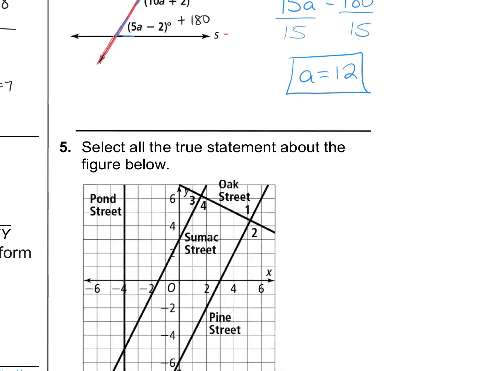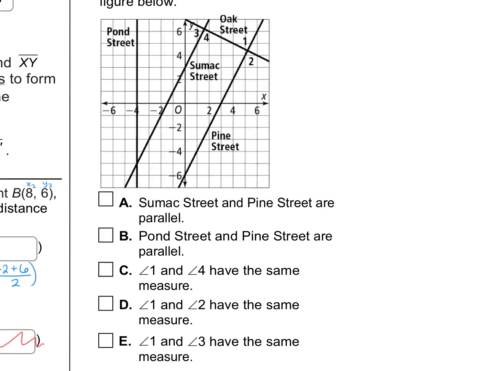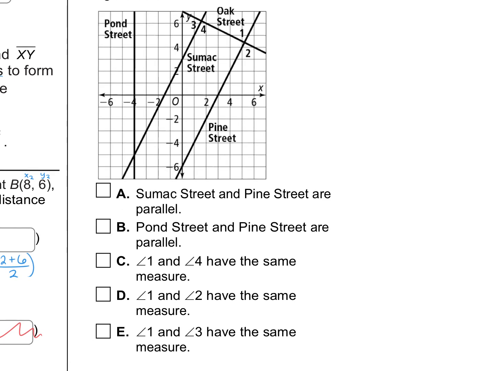We're given a little roadmap. It says select all true statements about the figure below. So I'm just going to go through each question. On A, it says Sumac Street, which is here, is parallel to Pine Street. True, yes or no? Yes. How do you know it's true? How many of you looked at the picture and saw that they didn't touch?